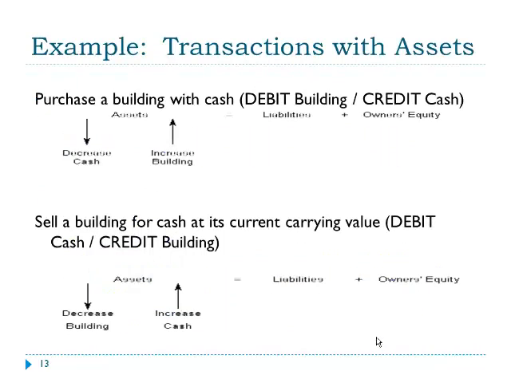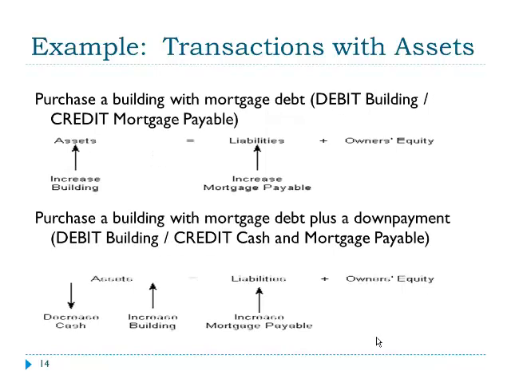Let's start with purchasing a building with cash. Our fundamental accounting equation of assets equal liabilities plus owner's equity will stay in balance if we decrease cash and increase building. Let's say that we sell the building and receive cash. So if we sell it for exactly the value that it has on our books in this simplified case, we have kind of the opposite transaction. We're getting cash in, that increases cash, but we no longer have the building. So again, we've got a balanced journal entry. Let's take a look at more transactions with assets.